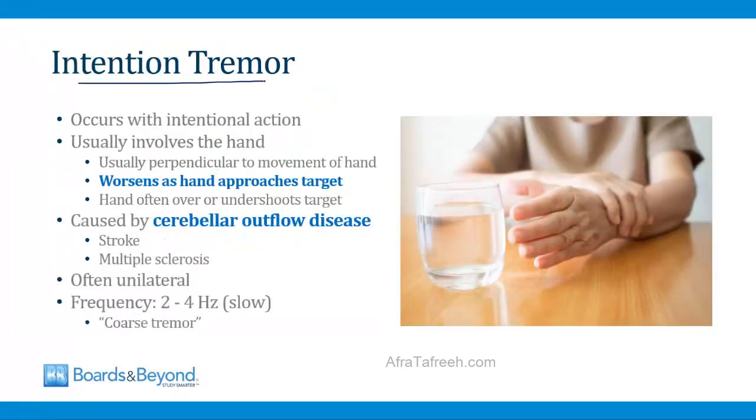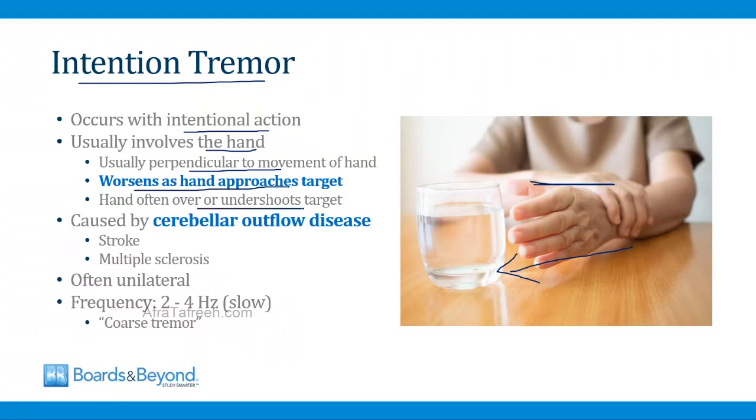Next tremor is intention tremor. This gets its name because it occurs with intentional action. It usually involves the hand, and the tremor is usually perpendicular to the movement of the hand. So for example, this person in this picture is trying to reach the glass here, so usually the tremor will be in the perpendicular direction, sort of left and right from the direction of movement. The defining feature of this tremor is that it worsens as the hand approaches the target, and then the hand also often over or undershoots the target. And when you see a description of intention tremor in a board question, it always means there's cerebellar disease.